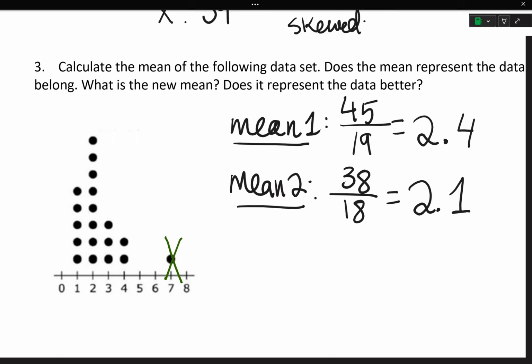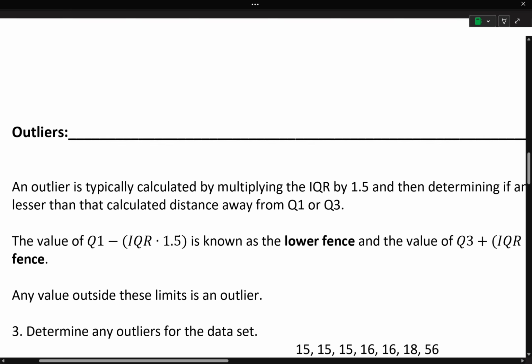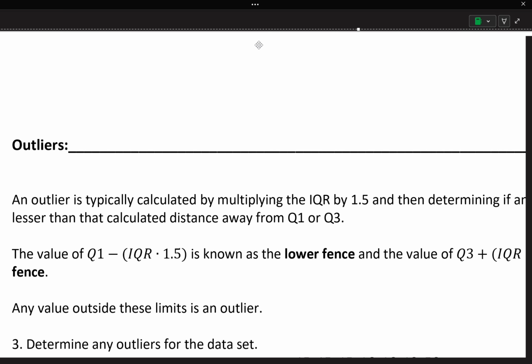Let's talk about those numbers that don't fit and that could create such a difference between our means. Now I know here it's such a tiny difference, it's a 0.3 difference, but the larger numbers we deal with, the bigger the difference can be in the mean. These numbers are called outliers. They are numbers that are too big or too small for our data set. They don't fit.